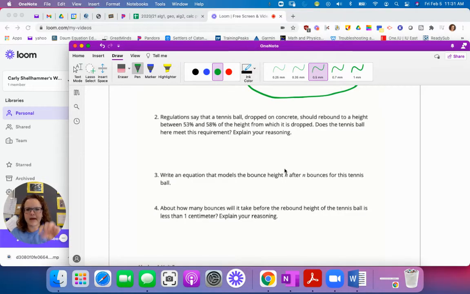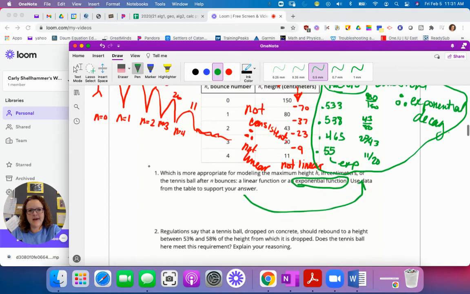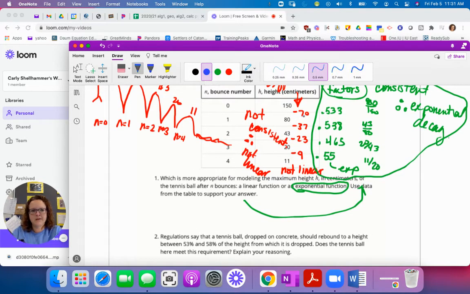Sorry about that. I'm back. Regulations say that a tennis ball dropped on concrete should rebound to a height between 53 and 58% of the height from which it is dropped. Does the tennis ball meet this requirement? Explain your reasoning. Okay, we did that math, and it meets the requirements here, here, and here. There we have a little bit of a problem.